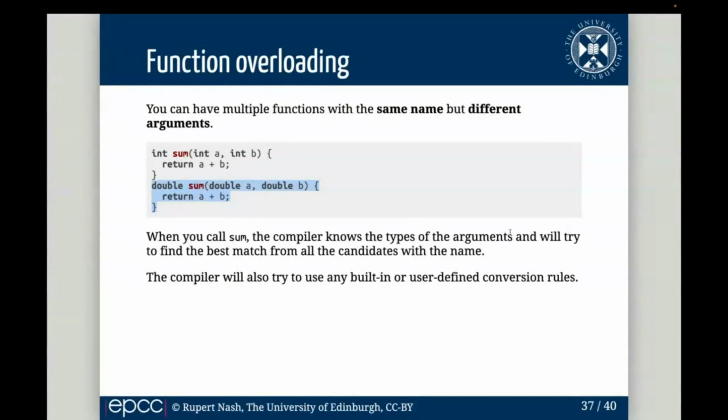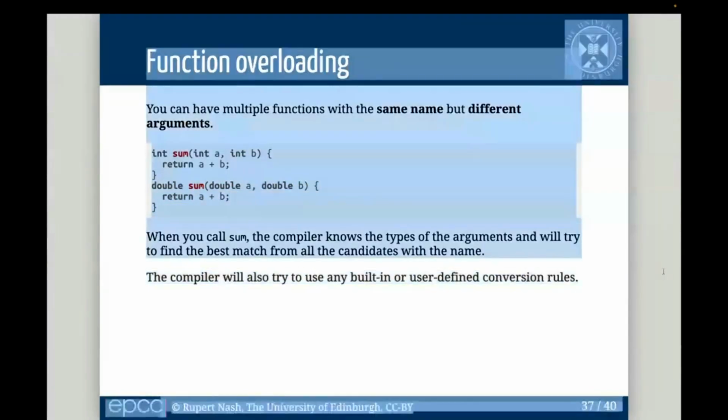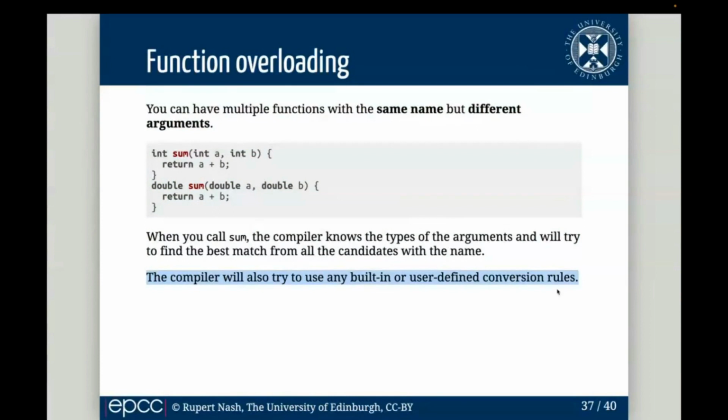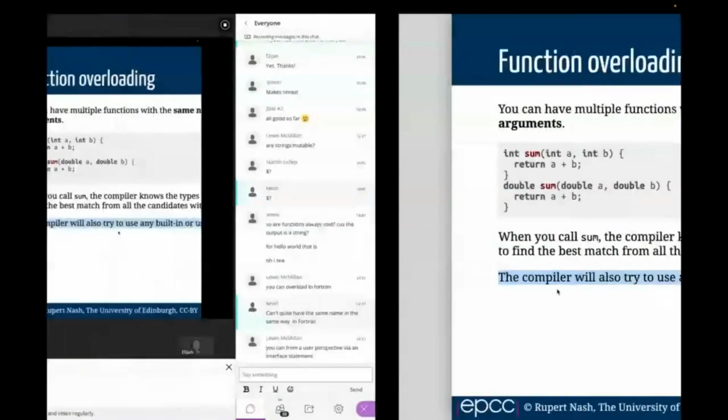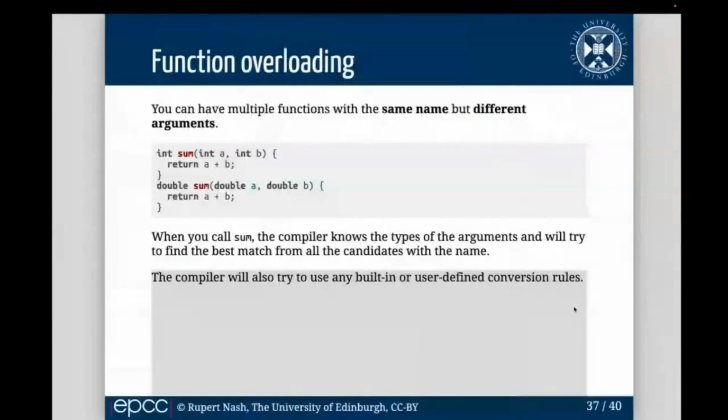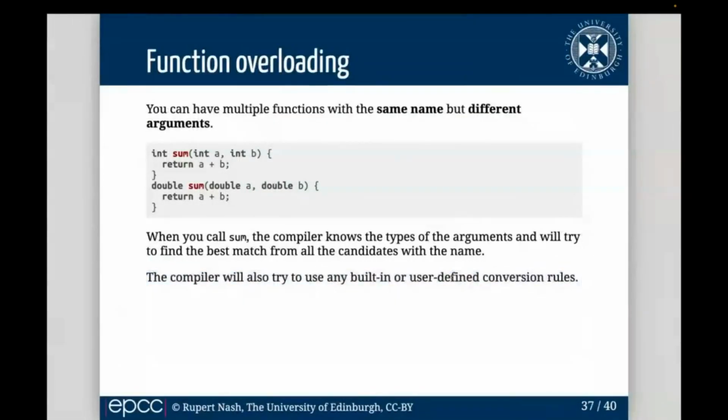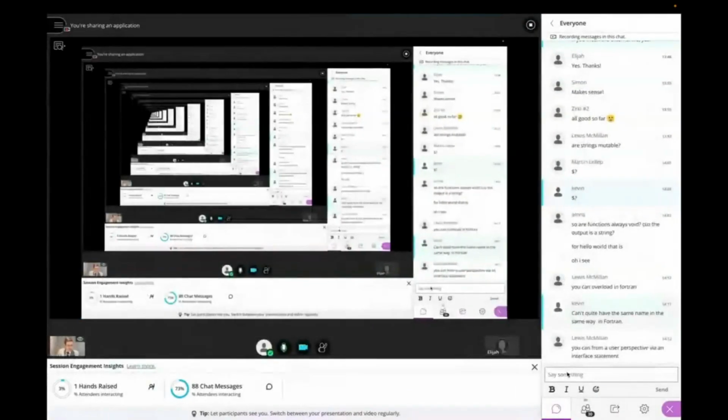Okay, and now the thing is, as it says at the bottom of the slide, which is something I mentioned a few seconds ago, if something doesn't fit, the compiler will try to convert the types you're passing for you. If it can't, it will complain. If it can, it will not say anything and will directly pass them. You can form a user perspective via an interface statement.